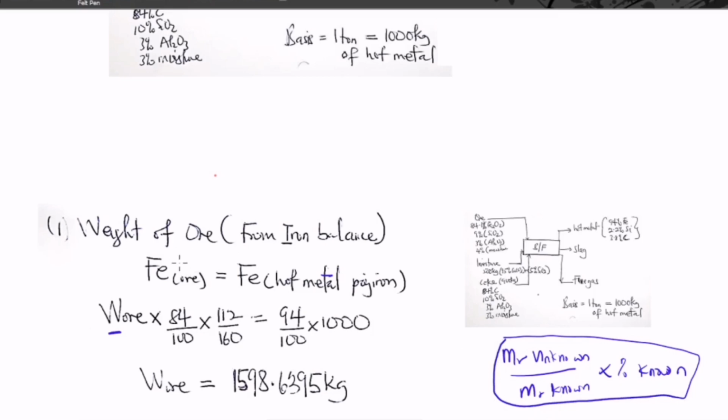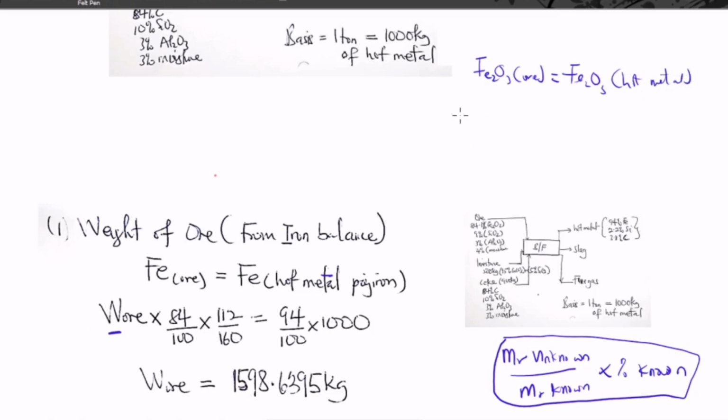Now, I told you that we can use two ways, whether you balance with the hematite or balance with the iron. So let's balance with the hematite. In that case, we know that the hematite in the ore is equal to the hematite in the hot metal.